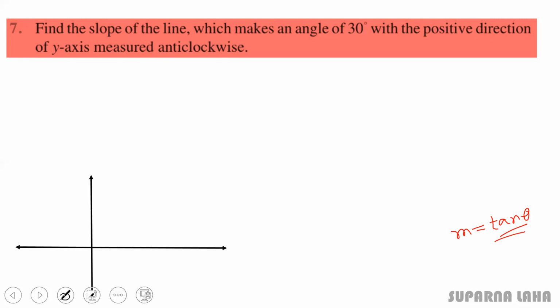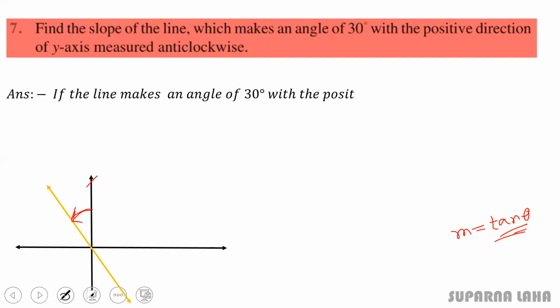x-axis, anti-clockwise. So if we take the line like that, this angle is given as 30 degree anti-clockwise with the positive direction of y-axis. So the positive direction and anti-clockwise, this angle is given 30. Okay, so we need to find the theta, that is, the angle this line makes with the x-axis.